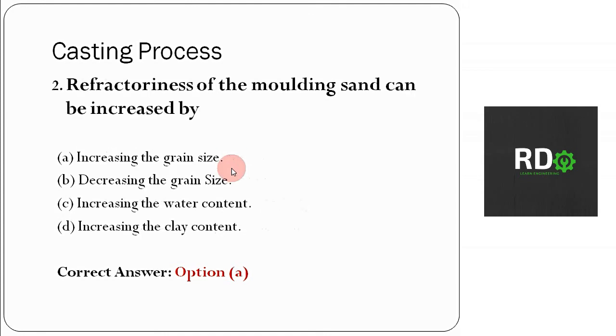The refractoriness of the moulding sand can be increased. This is one of the characteristics of the moulding sand, and the refractoriness can be increased by increasing the grain size, decreasing the grain size, increasing the water content, or increasing the clay content. The correct answer, as you can see, is option A, that is increasing the grain size. If you increase the grain size of the moulding sand, it will increase the refractoriness of the moulding sand. Okay, so that will result in good casting.